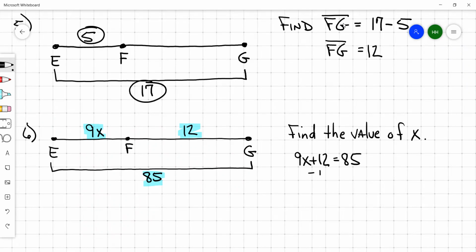And then you can subtract 12 from each side. Your 9x is now going to equal 85 minus 12. 73? Yes. Thank you. Divide both sides by 9. And your x equals 8.1.